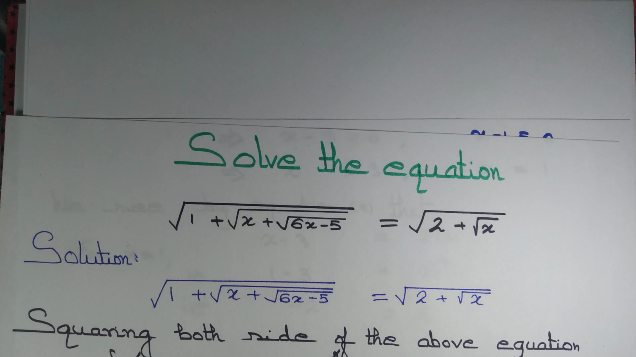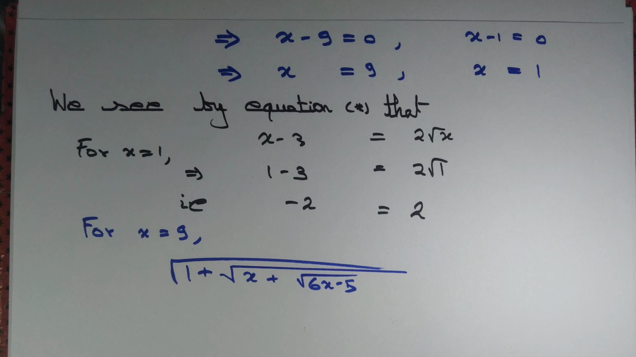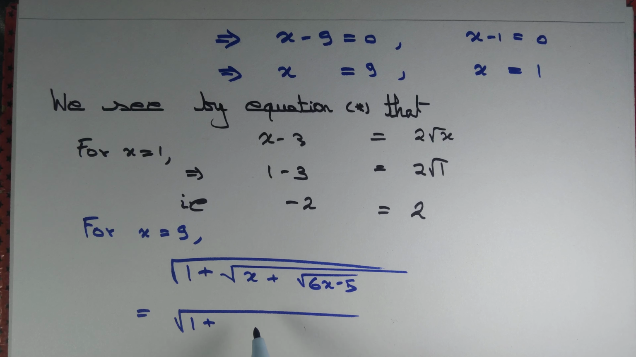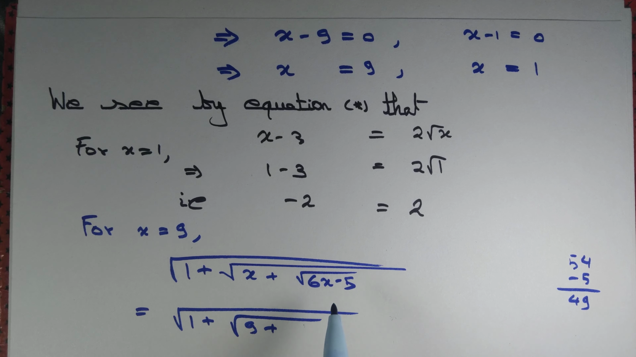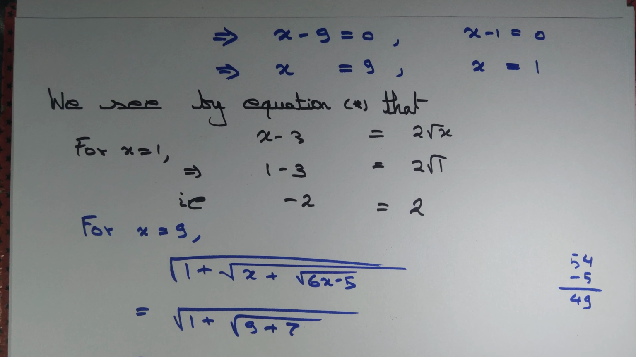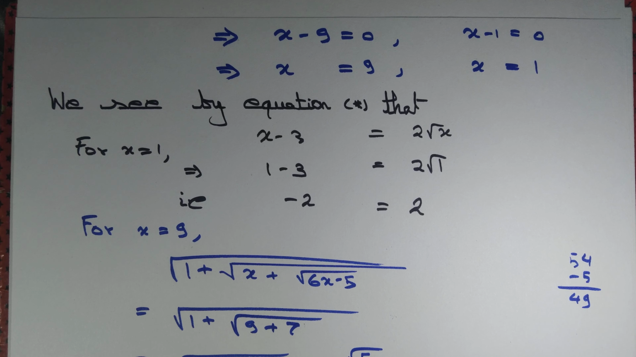What about x equal to 9? For x equal to 9, left hand side of the given expression is square root of 1 plus square root of 9 plus 9 into 6 is 54, 54 minus 5 is 49, and root 49 is 7. That's equal to square root of 1 plus root 16, which is 4. So that's root 5.